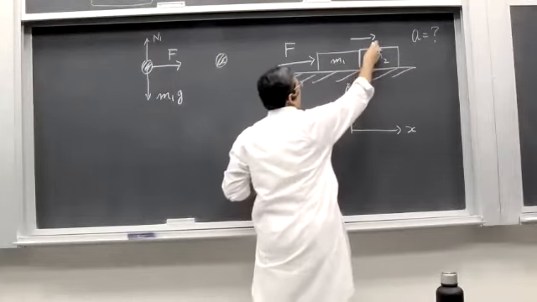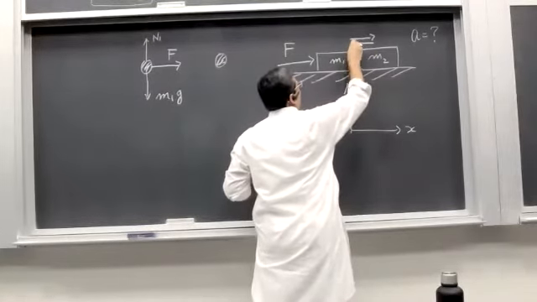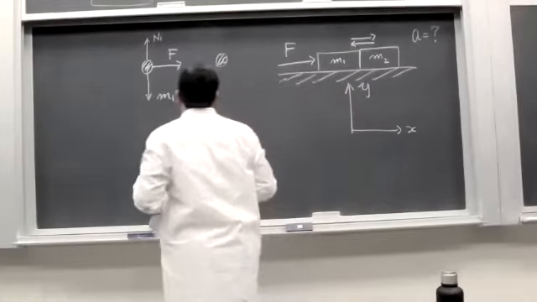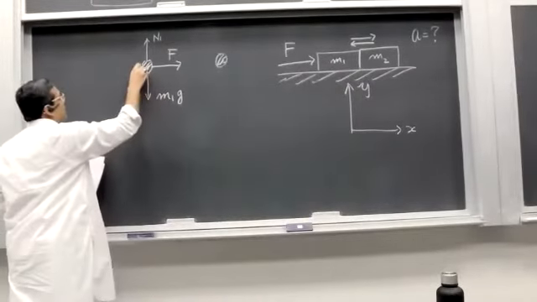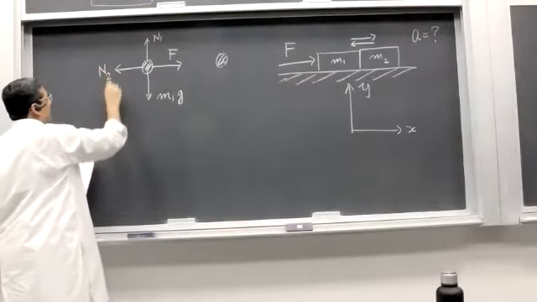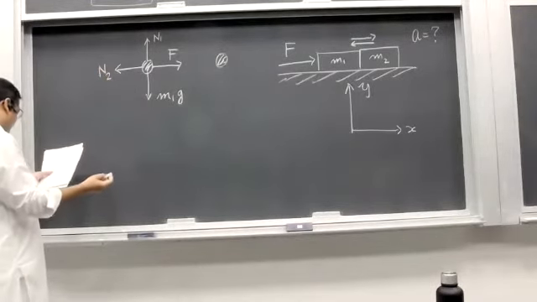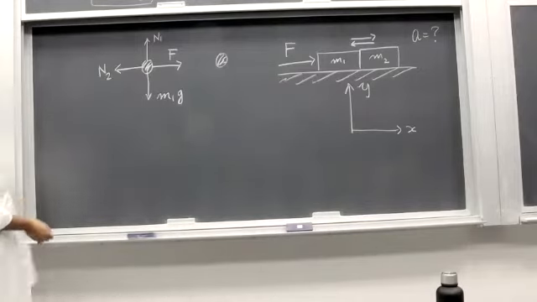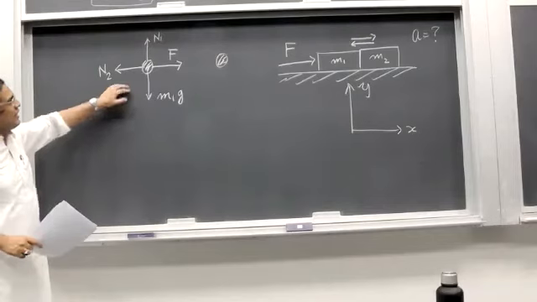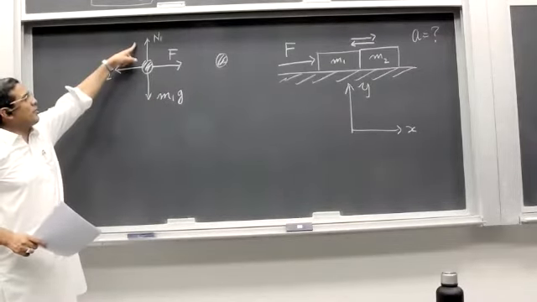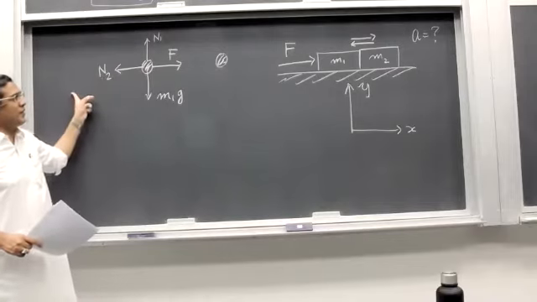So there would be a normal force acting on block 1 from block 2, and that we represent with N2. All right, so four forces are acting on this object, the first block: the push, the weight, the normal force upwards, and the normal force leftwards.